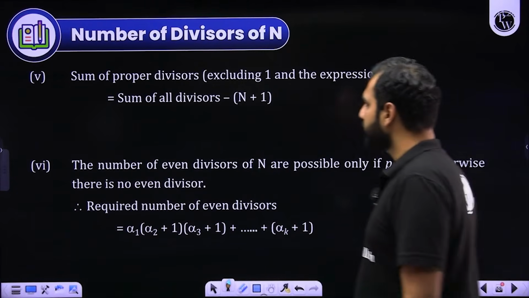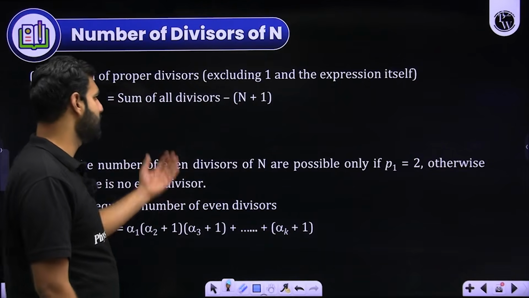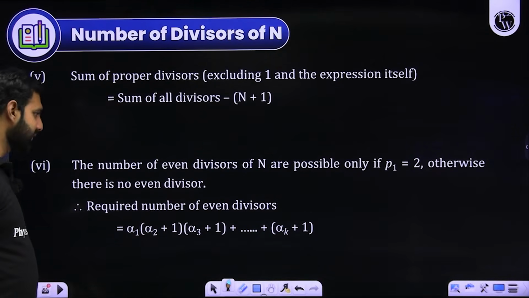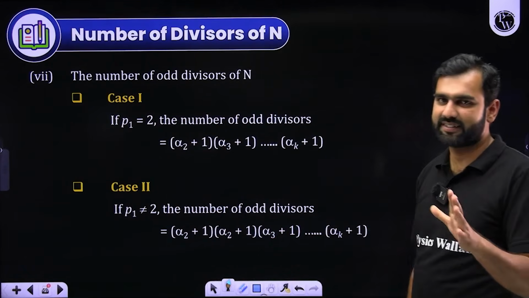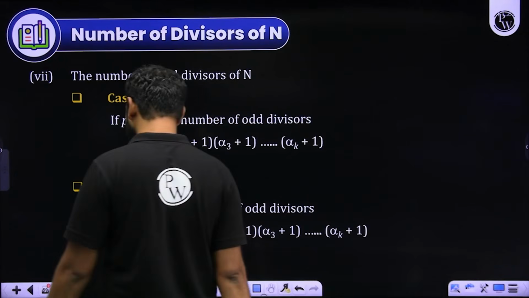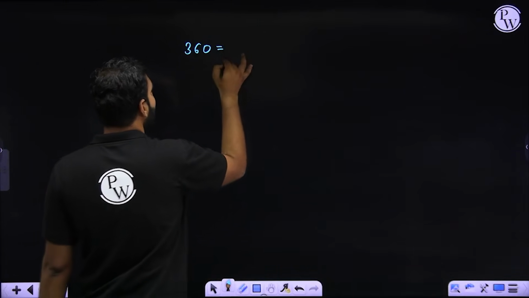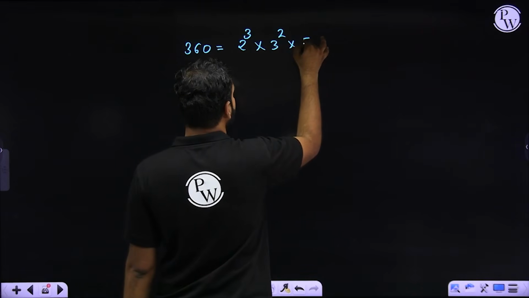Now, sum of proper divisors, which means excluding one, an expression itself, which we have already discussed, n plus 1. So these are all formulae which we have already discussed logically as well. You need not worry about it. Now the next case. Let's say it is asking you the number of odd divisors of n. I'll take this example again. We had this number 360, which we have written as 2 cube, 3 square, and 5 to the power 1.